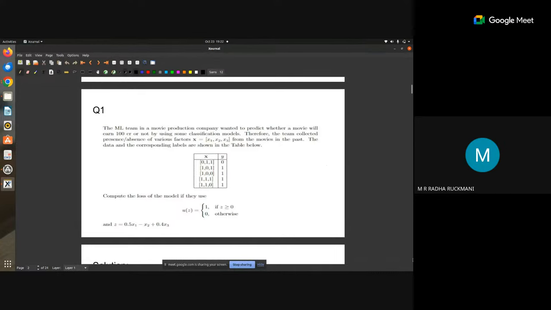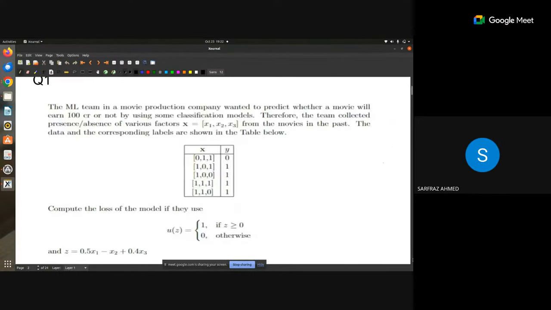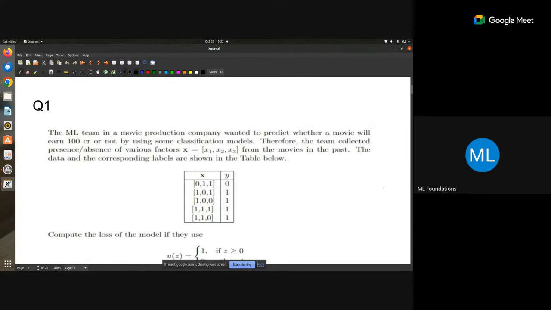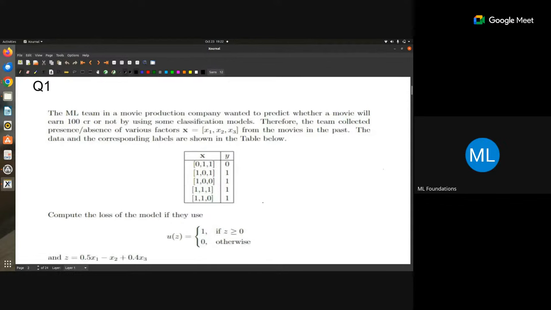Sir, is this from a previous year question paper? No, I think these are some practice questions. I don't know where it is from. I got this from my team, and I'm just using it. Fine, so this is a question. Try to solve it. I'll be back in 1 or 2 minutes.